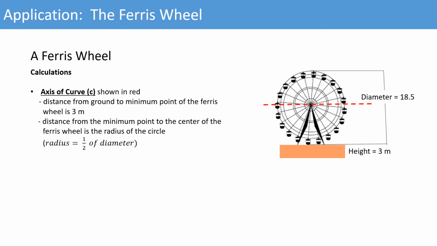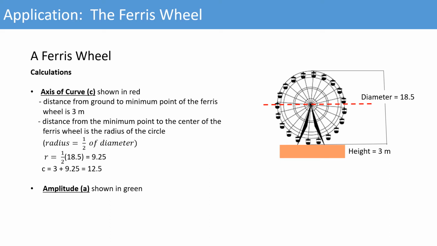Radius is determined by taking 1/2 of the diameter. So the radius is 1/2 of 18.5, which is equal to 9.25. C then has the value 3 plus 9.25, which is equal to 12.5. That means the distance from the ground to the middle of the Ferris wheel is 12.5 meters.